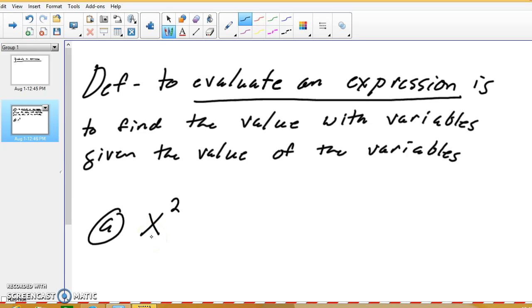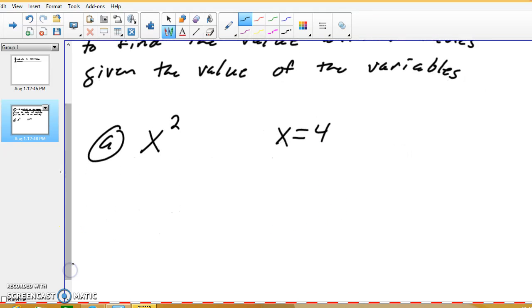So we have a variable. To find the value of the expression, we have to know the value of that variable, though. Again, because the value of a variable can change depending on what's given to us. So let's evaluate this expression given that the value of the variable is equal to 4. How we do this is just simply plug in the value of the variable into the variable of the expression. So if x is equal to 4, this means we just simply find 4 squared, which is equal to 16.